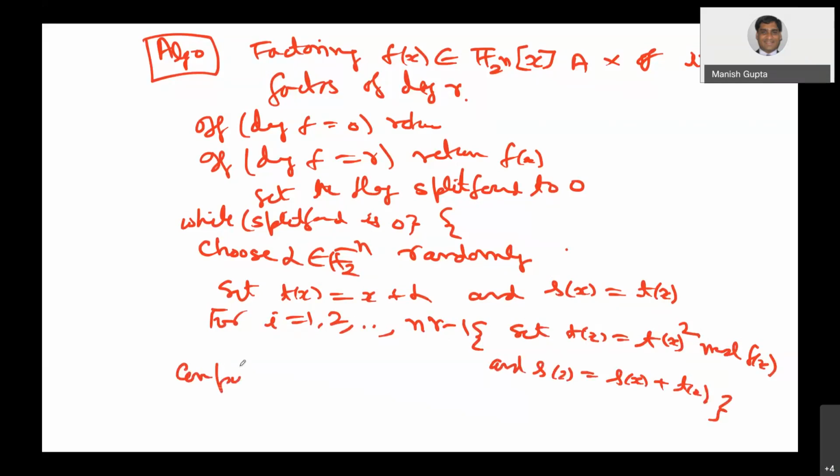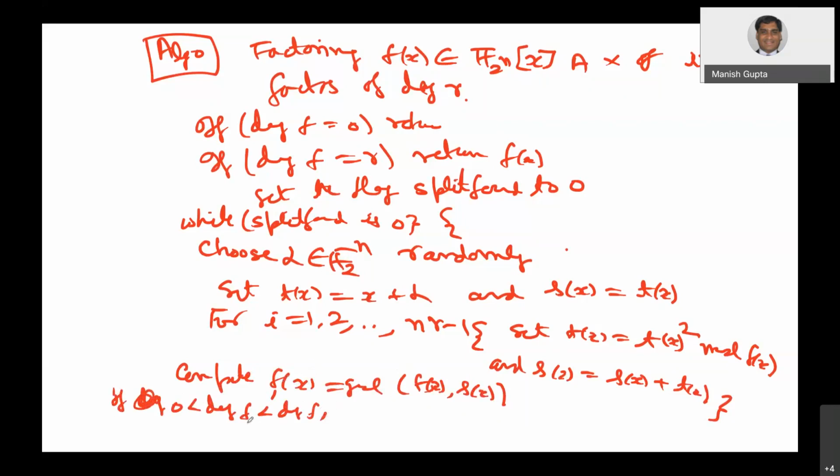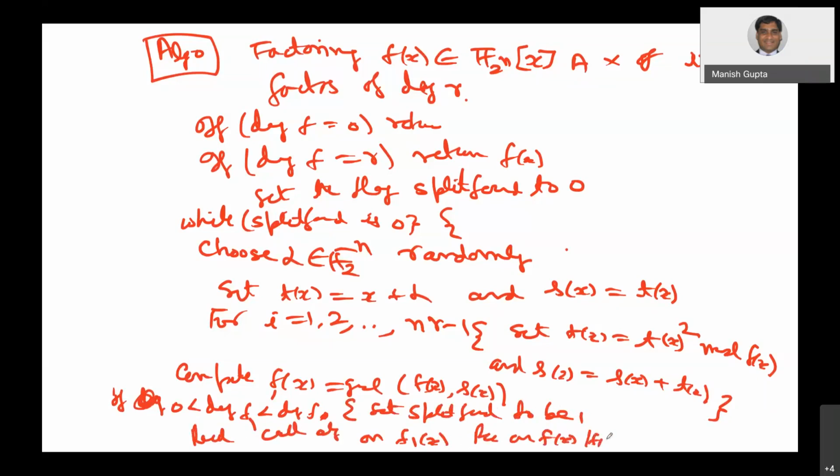Then we compute f1(x) as GCD of f(x) and s(x). If the degree of f1 is greater than 0 and less than the degree of f, set split found to be 1. Recursively call the algorithm on f1(x) and then recursively call it on f(x) divided by f1(x), and then we close. So this is a similar algorithm as in the previous one, but slightly different because of the factorization technique.